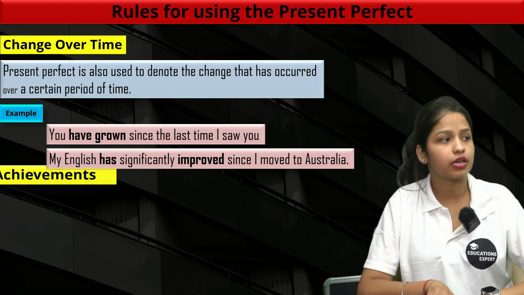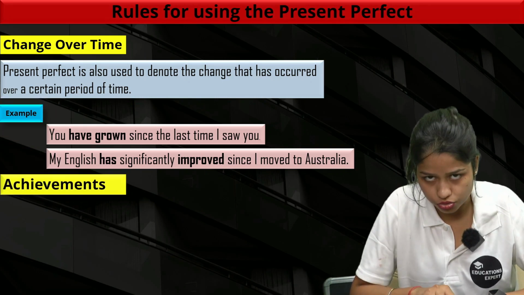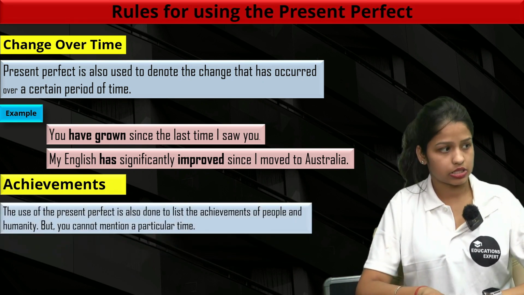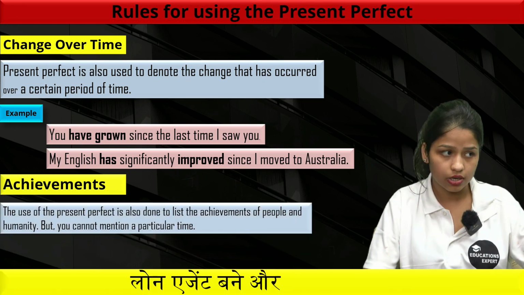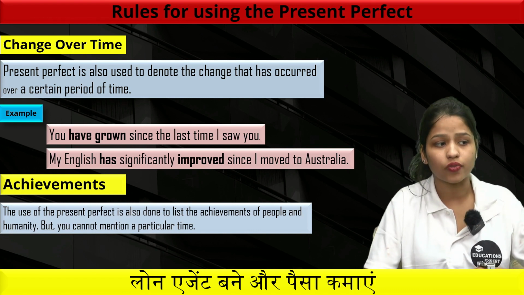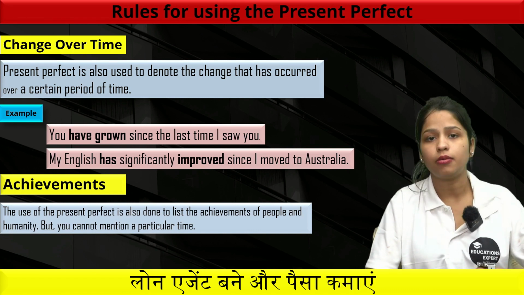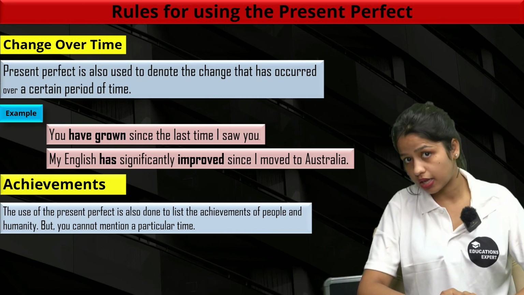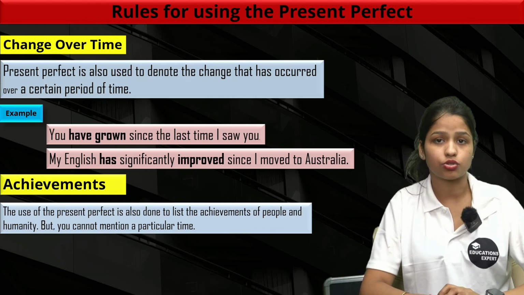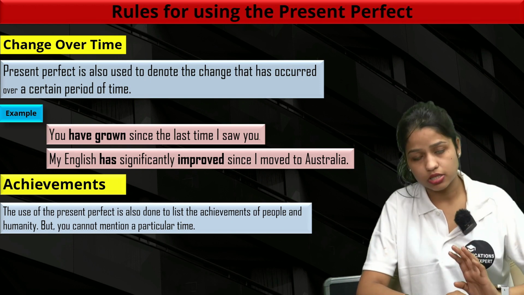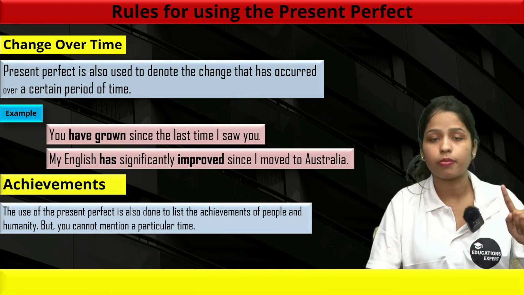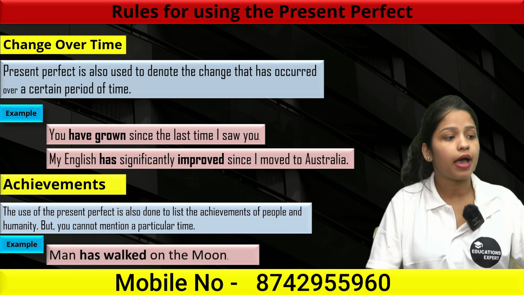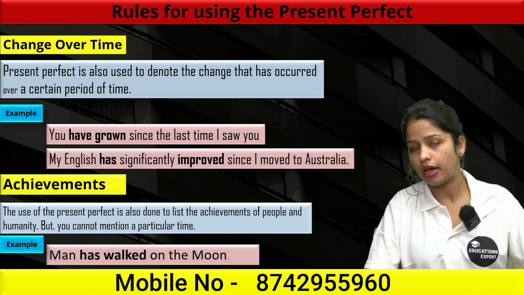Next up we have is achievements. This is the next rule. While talking about the achievements, we use present perfect tense. The use of present perfect is also done to list the achievements of people and humanity. But you cannot mention a particular time. Then there is another exception. If you're talking about your achievements, that's fine, but you cannot mention a particular time, right? For example, man has walked on the moon. Man has walked on the moon.